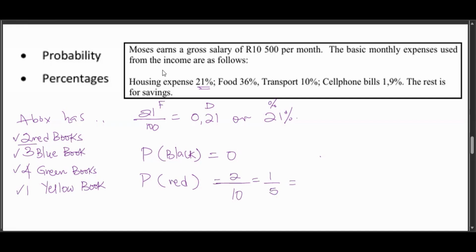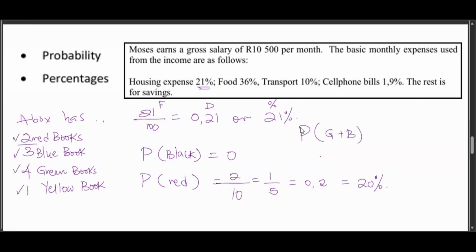As a decimal, this would be 0,2. As a percentage, just multiply by 100. Please don't forget to put the percent sign if it's a percentage format, don't just write 20. Put 20%.